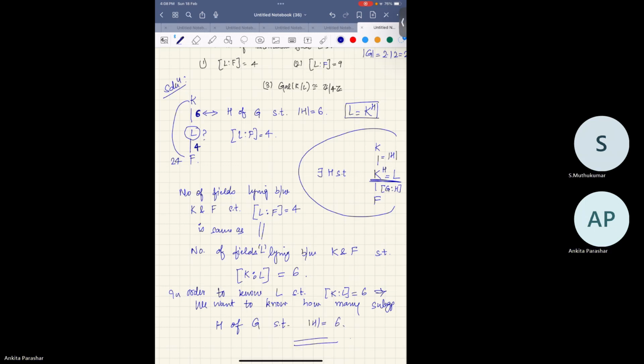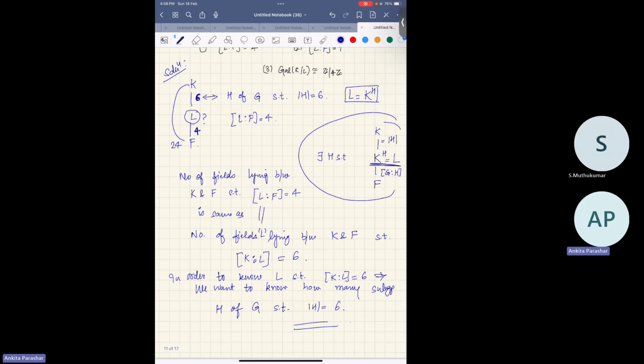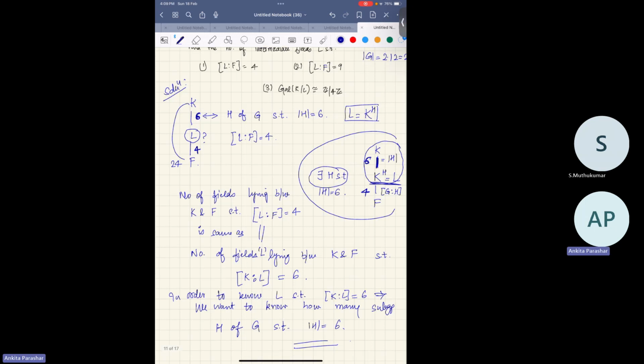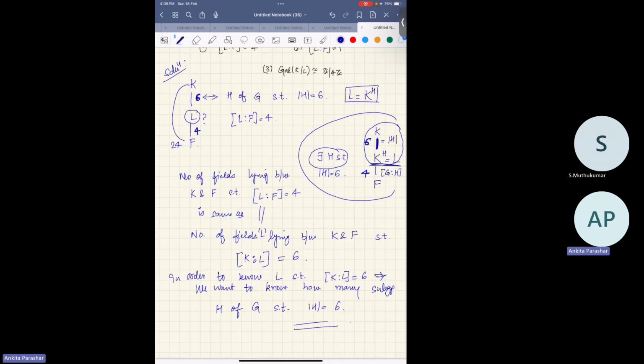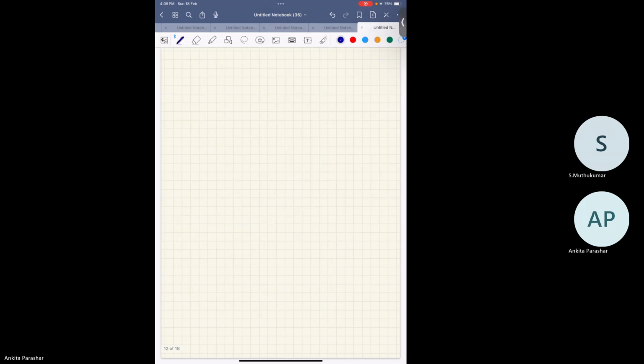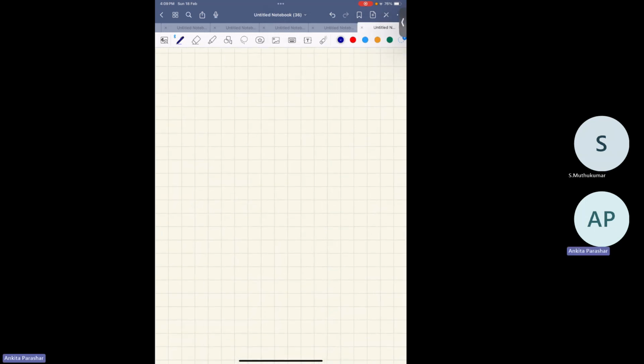This is okay, right? Because of this knowledge, in order to know the lower thing, we change our statement to going to the upper extension. Upper extension means that you should be able to get an H such that the order of H is 6. Then only you will get an upper extension with dimension 6. This is okay, right? Yes. All right. So the whole question has been reduced to finding the number of subgroups of G having order 6. So let's try to find the order 6 subgroups.